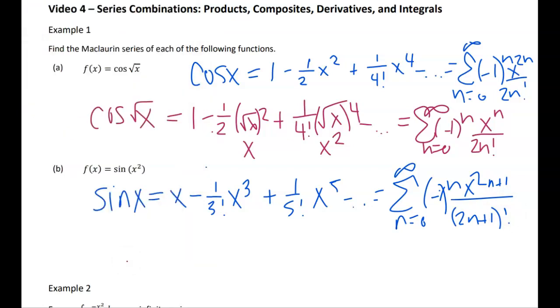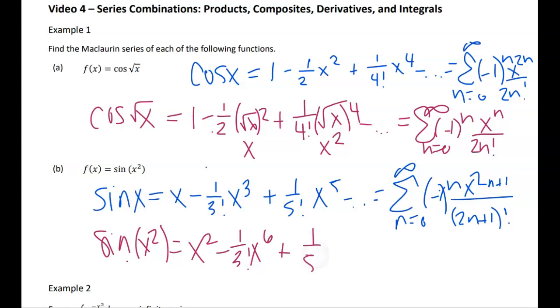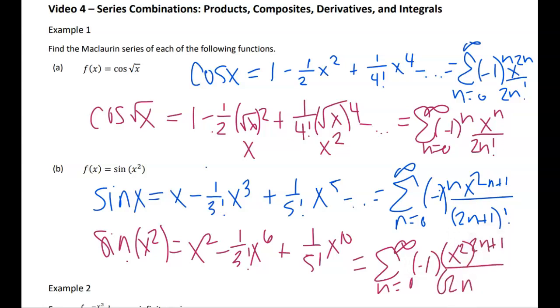All right, so let's look at what happens when I plug in x squared. So the sine of x squared would then be x squared minus 1 over 3 factorial x squared to the 3rd, so x to the 6th, plus 1 over 5 factorial x squared to the 5th, so x to the 10th. So you can think about this also as plugging in x squared here, right? So x squared to the 2n plus 1 over 2n plus 1 factorial.